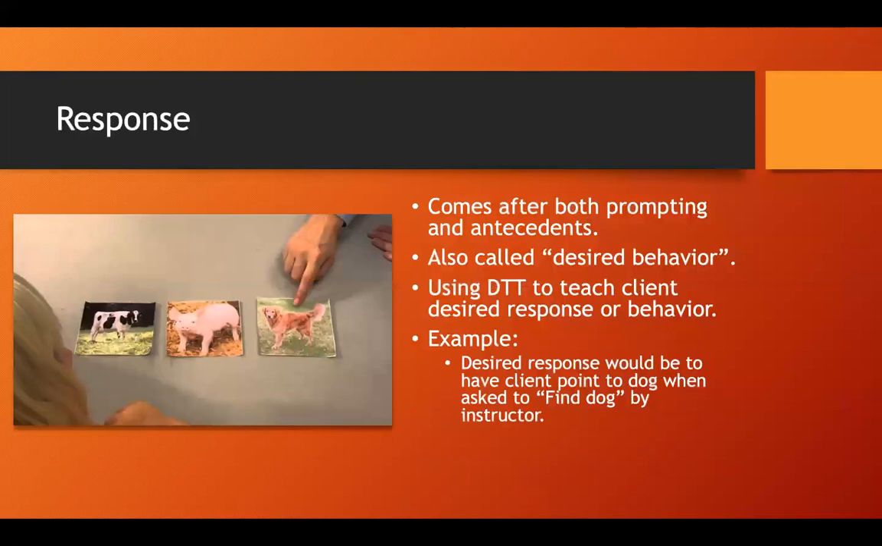So our next stage is responses, and responses come after both the prompting and the antecedents. This is also called the desired behavior. DTT is used to teach clients a desired response or behavior. An example would be the client pointing to the dog when asked to find the dog by the instructor. So exactly what we said before, our goal at the specific prompting level is for the instructor to point to the dog right when they ask the question, and the client would then point to the dog right after that.